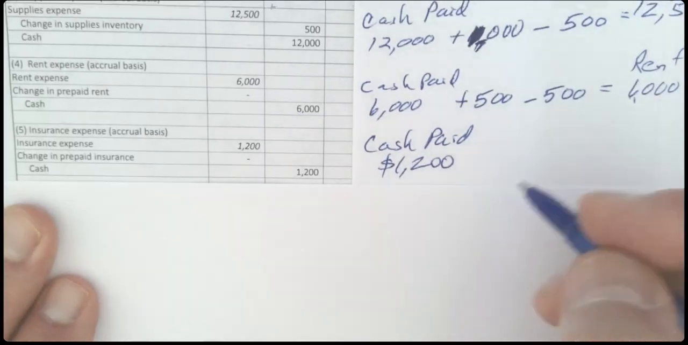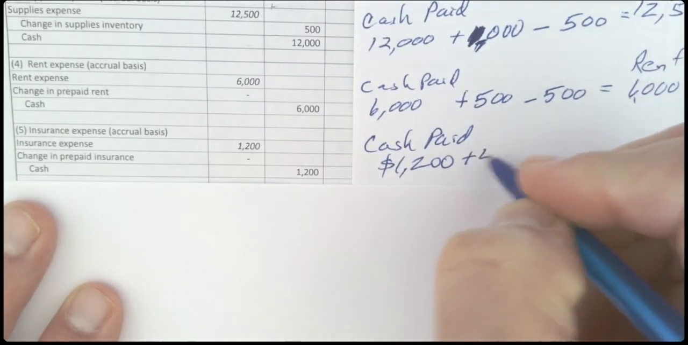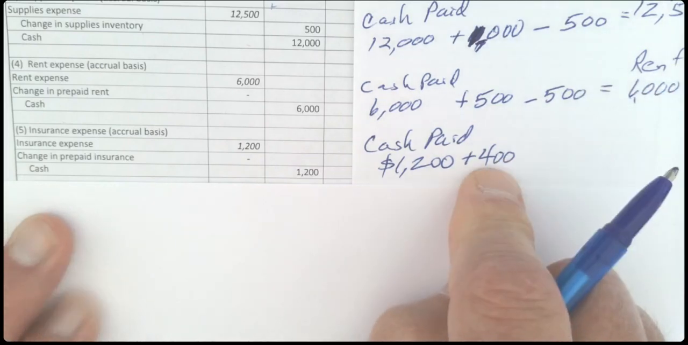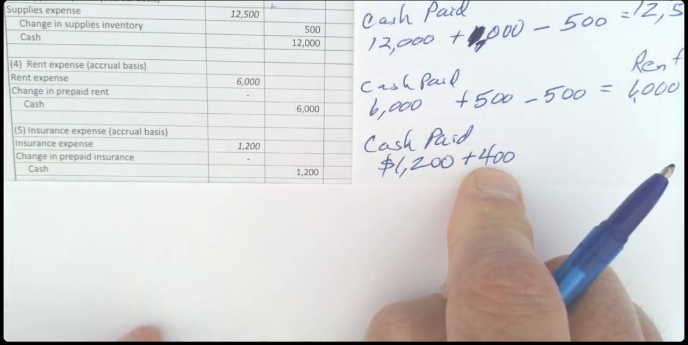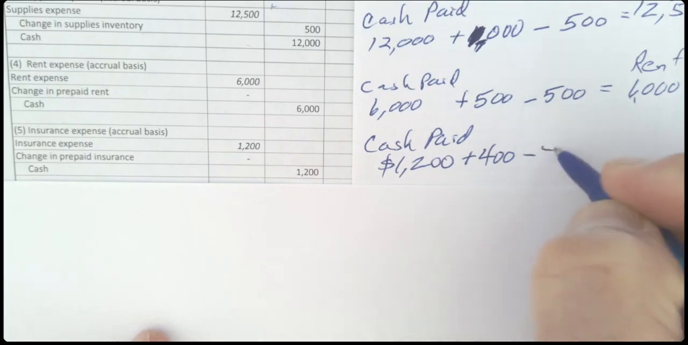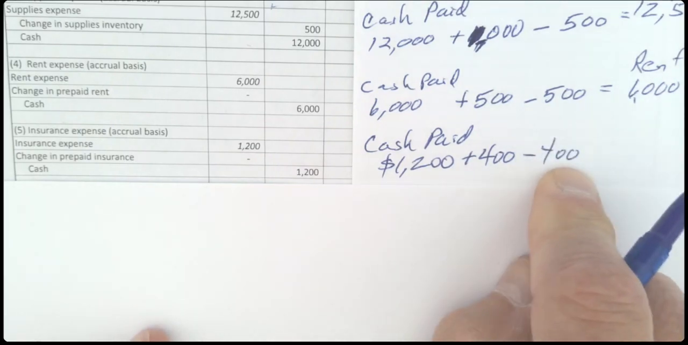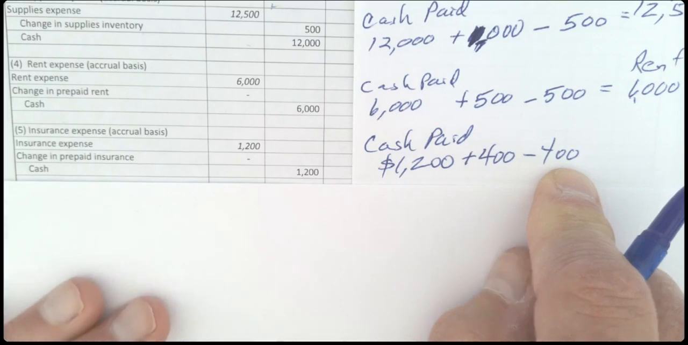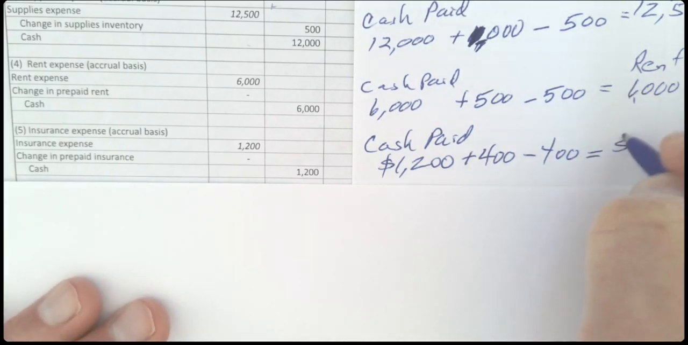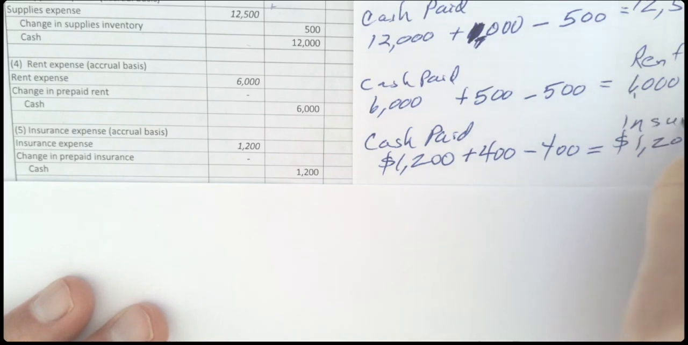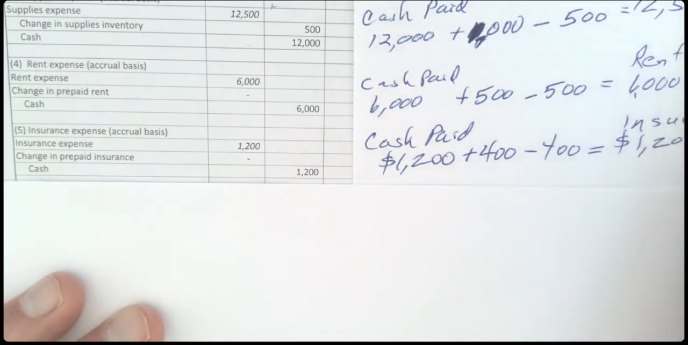So rent is 1,200 plus the 400 that was paid for in 2023, for January, February, March, and April of 2024, but then minus the 400, which we paid for in 2024, but it's for January, February, March, and April of 2025. And so therefore, insurance expense is $1,200.